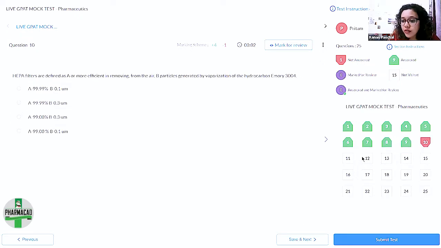Please don't answer out of turn. HEPA filters are defined as dash, matlab as A or more efficient removing from the air B particles generated by vaporization of hydrocarbon. So here it's asking ki HEPA filters ko kitna percentage effective hona chahiye, efficient hona chahiye, and what size of particles can be removed by them.